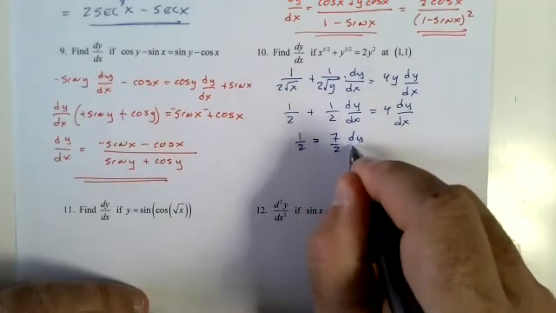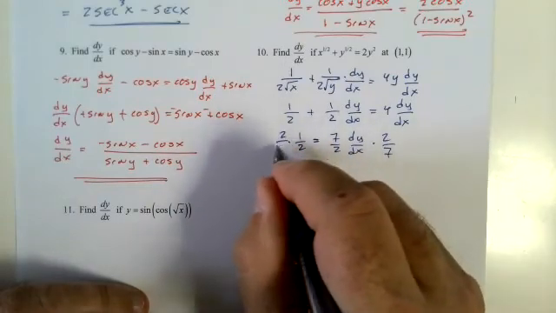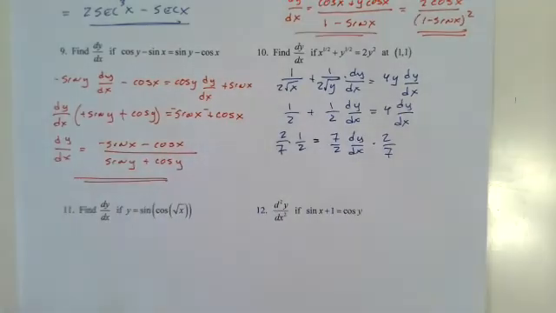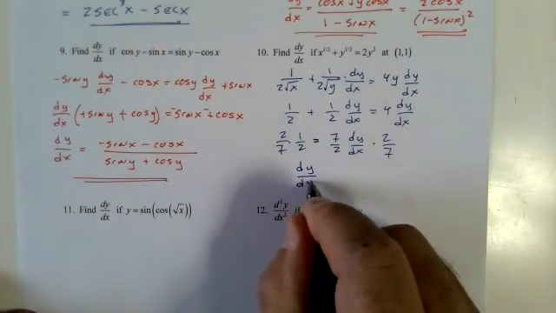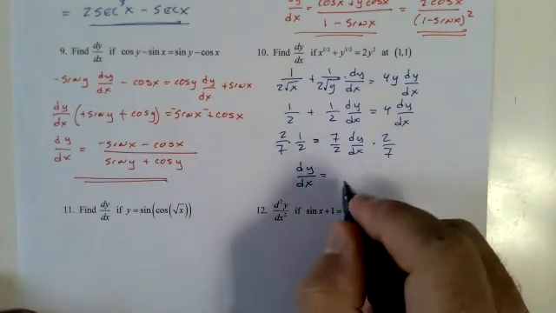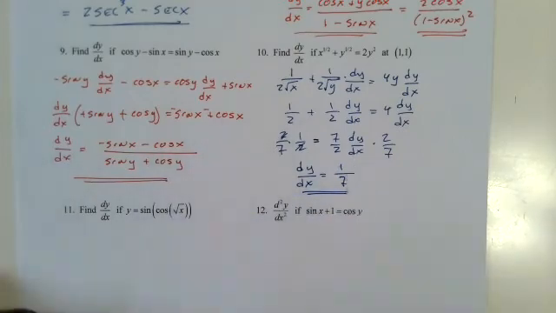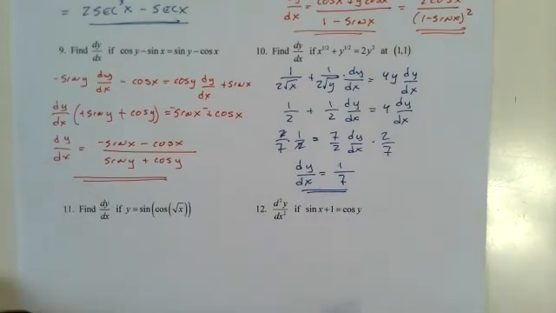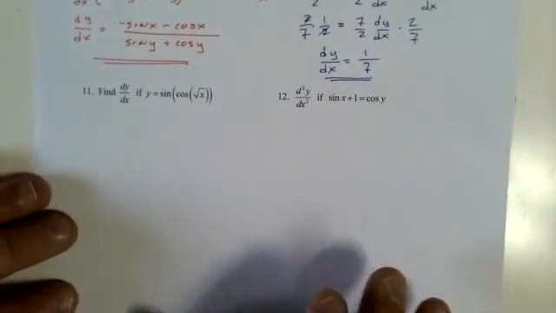7/2 dy/dx times 2/7 times 2/7, dy/dx equals 1/7. That's a lot easier than the way I did it last year. I did a factoring and radicals and all this nonsense and made a mess of it. So much easier to do it that way. Last time, I should say.